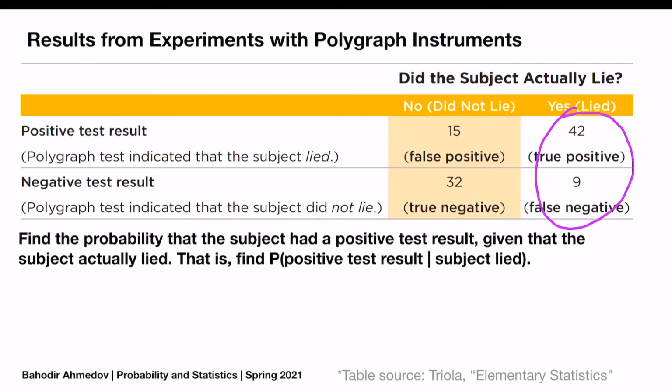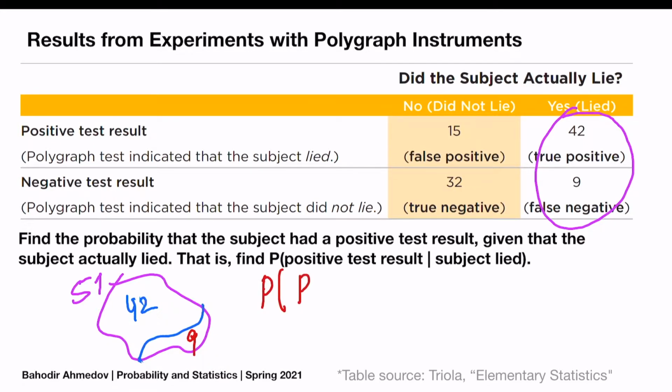51. There are in total 51 subjects who lied, okay? And I know that for 42 of them, the test was positive, and for 9 of them, the test was negative, okay? And the probability that for Alexander it is positive if he lied is going to be equal to 42 over 51, okay? The sample space is going to be different. So this is how it works.